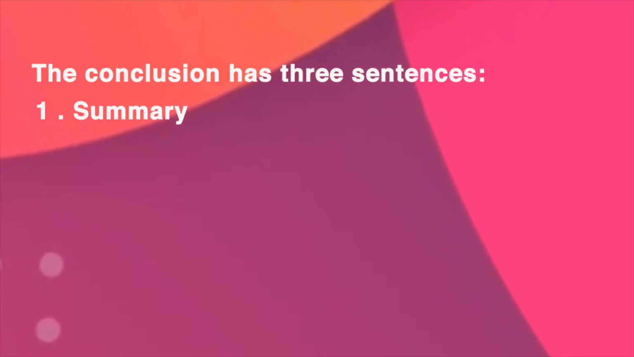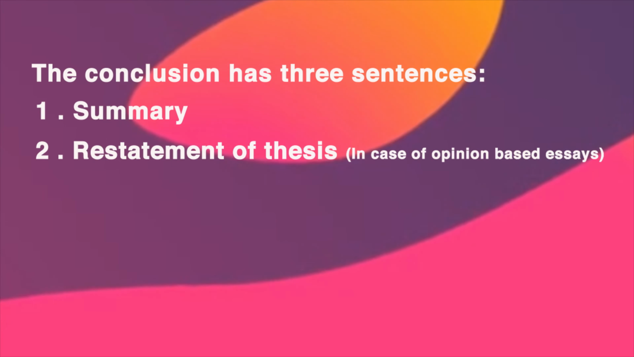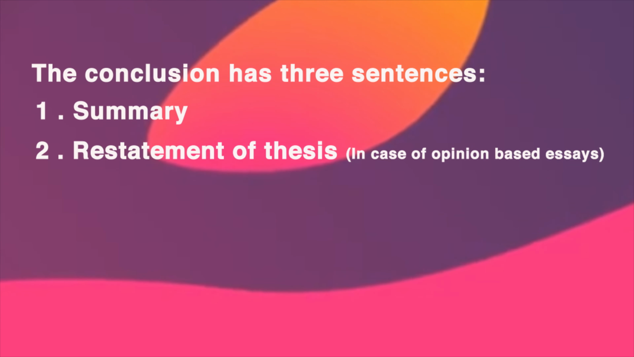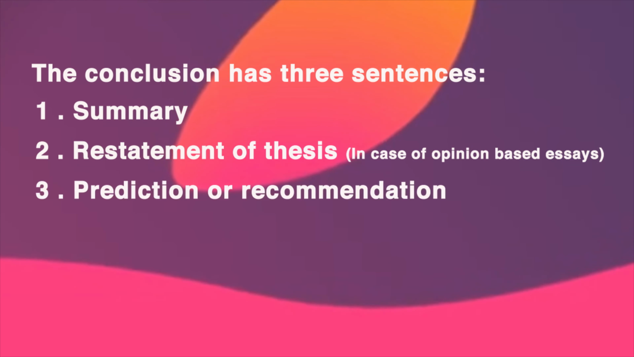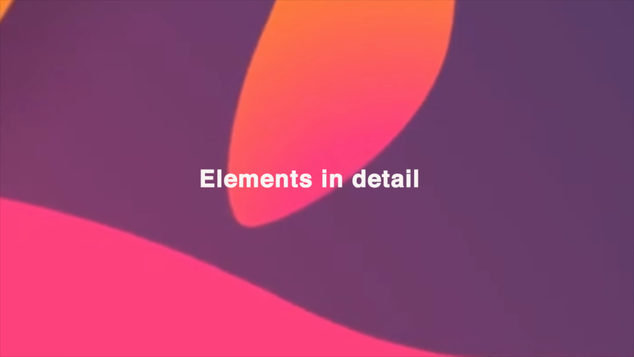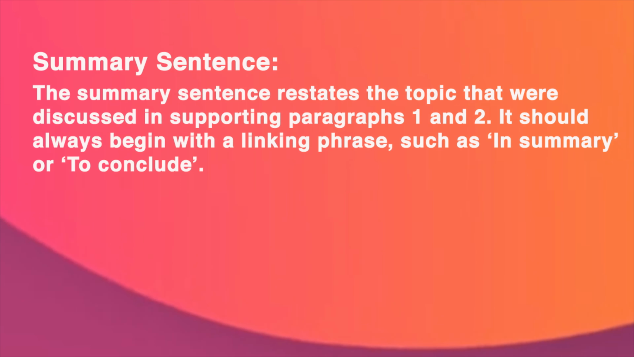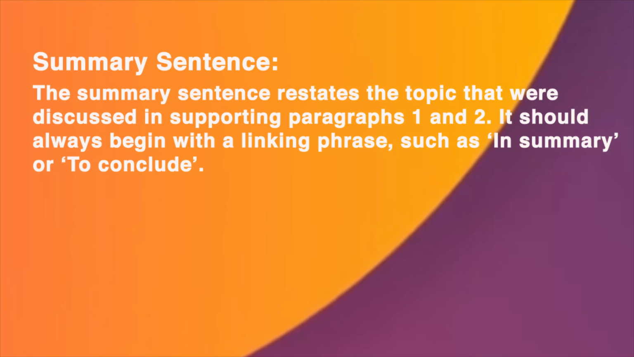Number 1, summary. Number 2, restatement of thesis. This is only in the case of opinion-based essays. And finally, number 3, prediction or recommendation. Let us understand what are these 3 elements in detail. Number 1, summary sentence. The summary sentence restates the topic that were discussed in supporting paragraphs 1 and 2. It should always begin with a linking phrase such as in summary or to conclude.